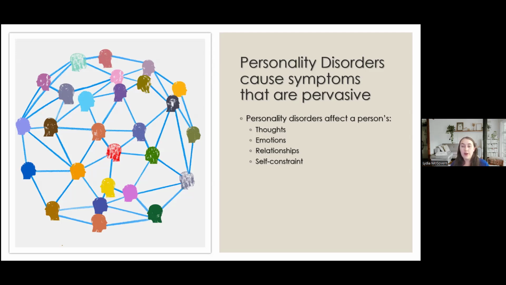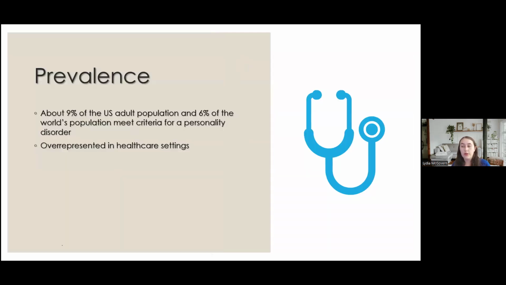They cause stress and harm. They have to begin, at least by adolescence or young adulthood. They're not due to substance use or another general health condition, and they're not due to a different behavioral health disorder. So about 9% of the US adult population and about 6% of the world population meet criteria for a personality disorder. That being said, they are overrepresented in healthcare settings, so that percentage goes up significantly when we enter into healthcare.